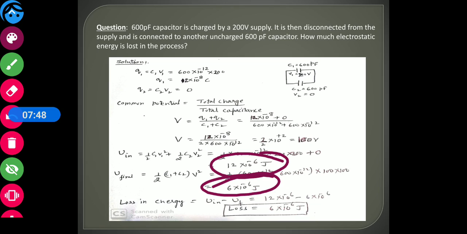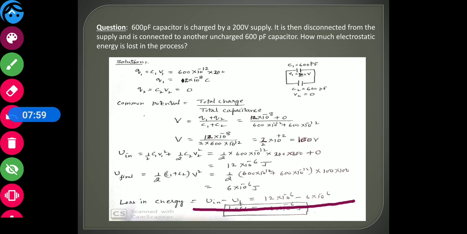Initially the energy was 12 into 10 raised to power minus 6. Now it is 6 into 10 raised to power minus 6. So if we take the difference, initial minus final, that will give you 12 minus 6, which is equal to 6 into 10 raised to power minus 6 joule. So in this way we can calculate the result easily.